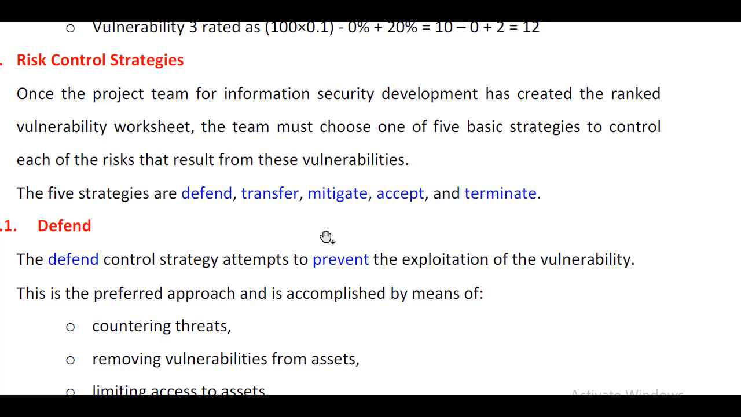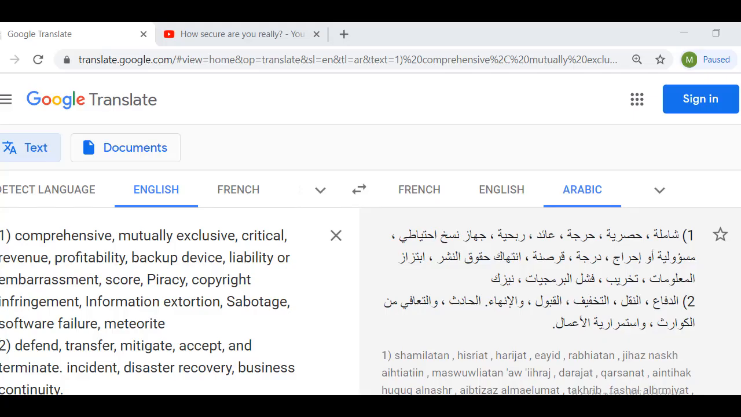Now for the control strategies, after we did the evaluation, the assessment, the identification, as we recall, we have three phases of risk management. We have risk identification, then risk assessment, and the last one is risk control. Here we have different strategies. We have the defense strategy, the transfer strategy, the mitigate strategy, the accept strategy, and the terminate strategy. Defend, transfer, mitigate, accept, and terminate.